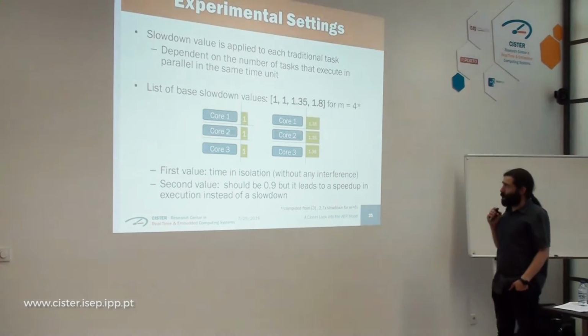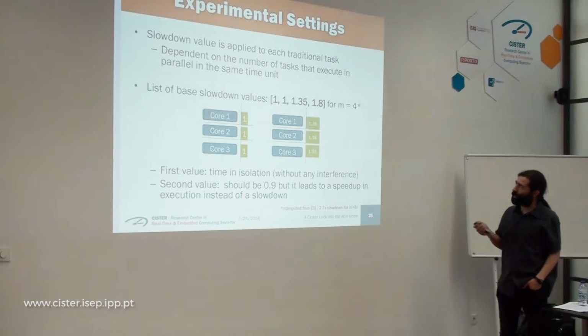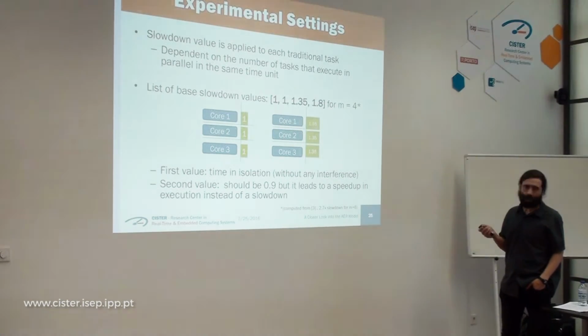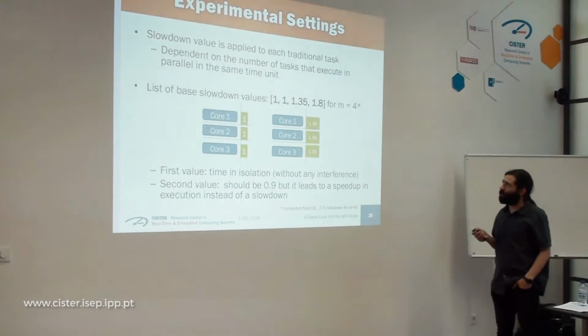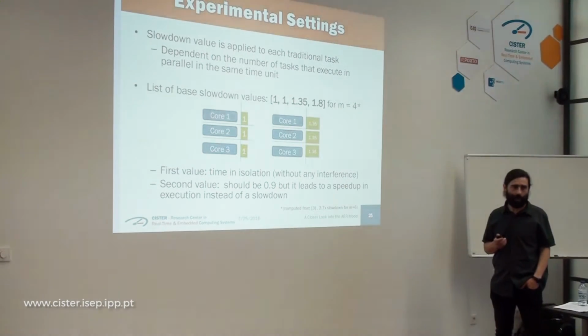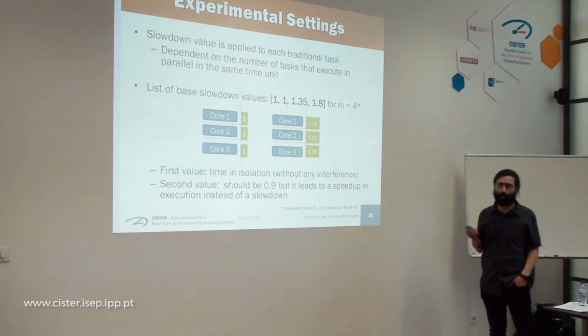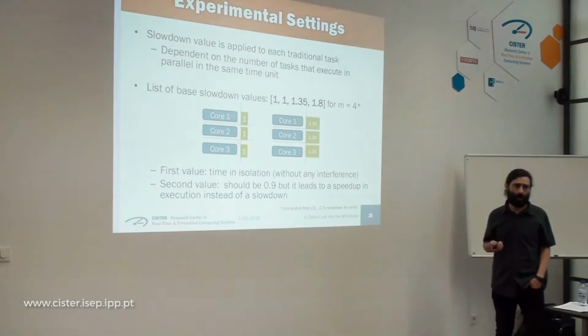slowdown values. So this list was computed, so the values that we use for baseline are these. This is the value in isolation, okay? This is the value for 2 cores. This is the value if 2 tasks are executing in parallel in the system. This is the value for 3 tasks in parallel, and this is the value for 4 tasks. And we just computed this list for m equals 4.